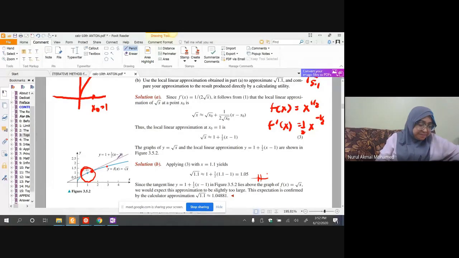But please make sure that the x naught and the x you are approximating are close enough. In this case, the square root of 1.1, where x is equal to 1.1, is close enough when we take x naught equal to 1.